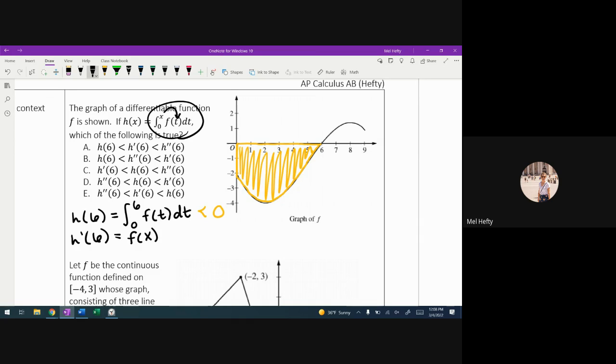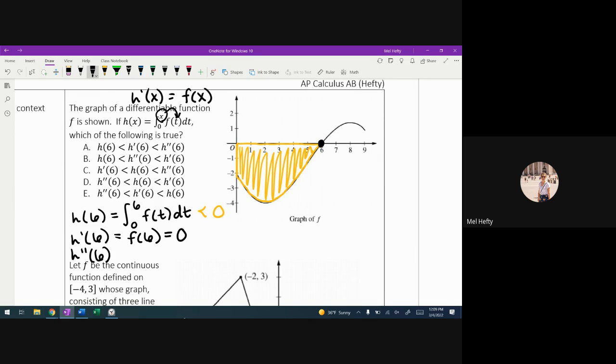Will I need to do any chain rule at all? No. So this is going to look like f of 6, because h prime of x is going to be f of x. We're plugging in that top bound. All right, what do you know about f of 6? It's 0. On this graph, that is the y value, so it is 0. Notice we're trying to put these in order. So can you put two things in order that one is 0 and one is less than 0? Yeah. Oh my goodness.